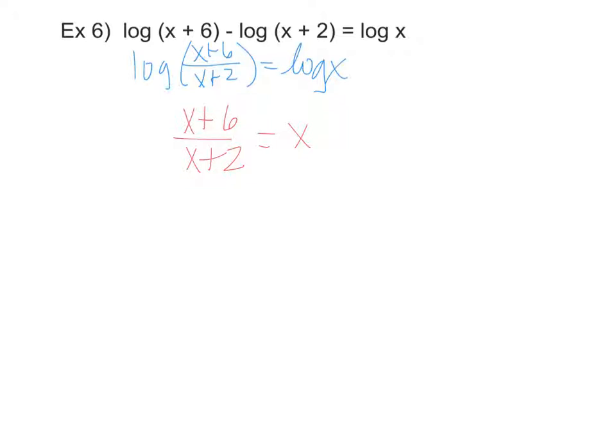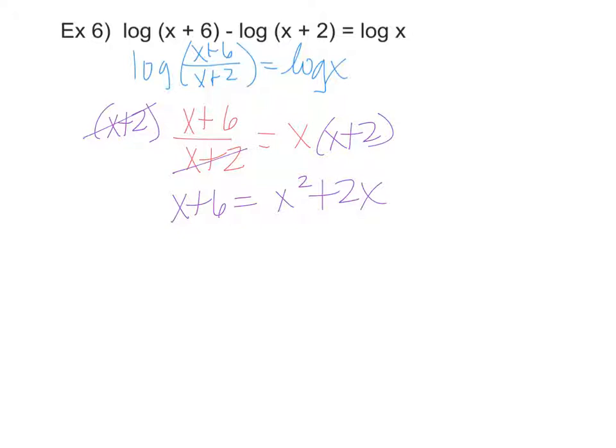Now, we have only x's. And anytime you have a rational expression, in order to get rid of what's in the denominator, you multiply both sides by that value. So multiply both sides by x plus 2 to get rid of it. I now have x plus 6 is equal to x squared plus 2x. Woohoo! Anytime you see this squared, then you know set it equal to 0, because you're either going to have quadratic formula or you can factor.